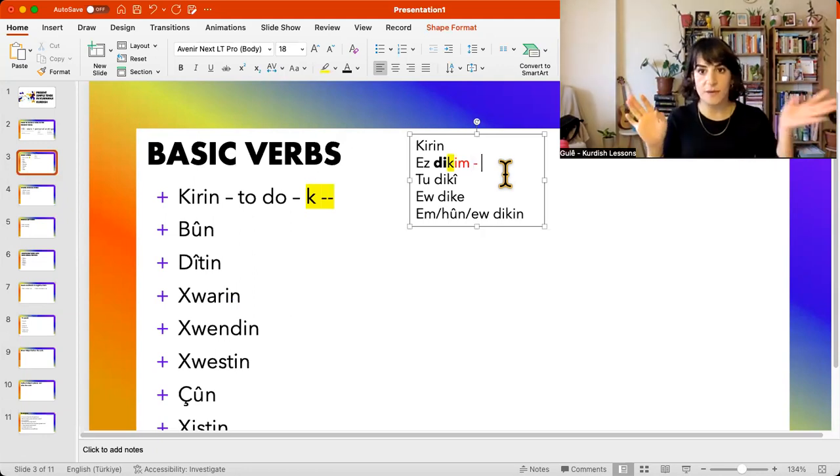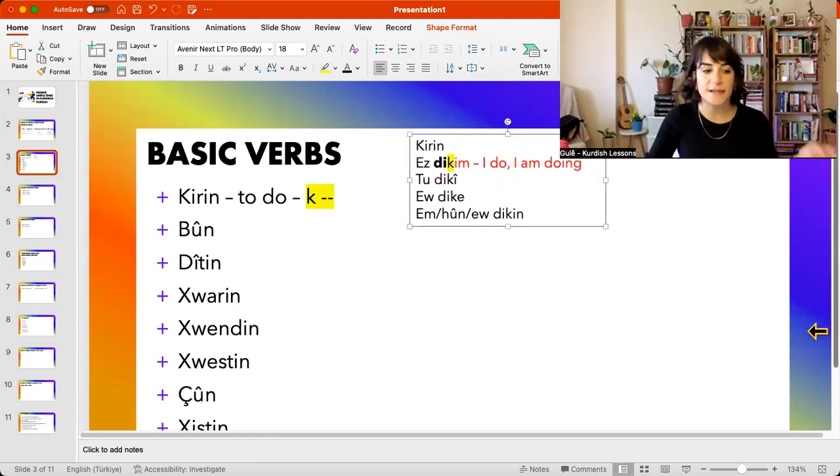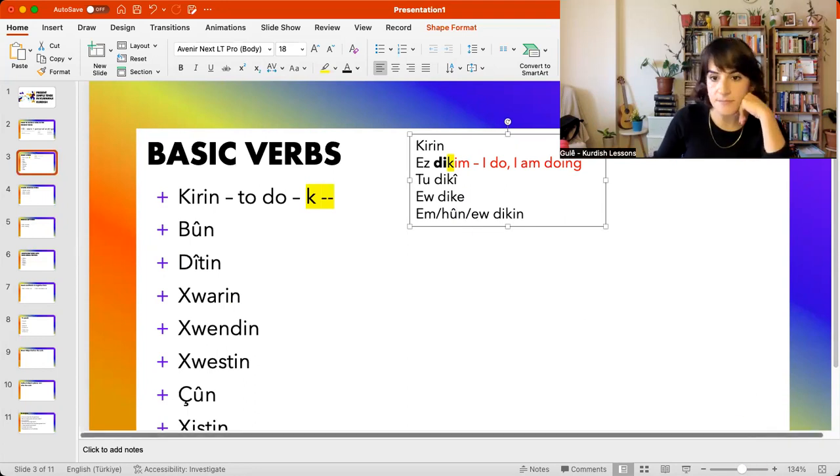But in English we have two. "Dikim" means both: I do or I am doing. It depends on the story, on the context. If you say "as her roj dikim," I every day do, so it's present tense. "As niha dikim," I am doing right now. So it depends on the whole story and adverbs. As dikim, tu dikî, ew dike, em hun ew dikin.